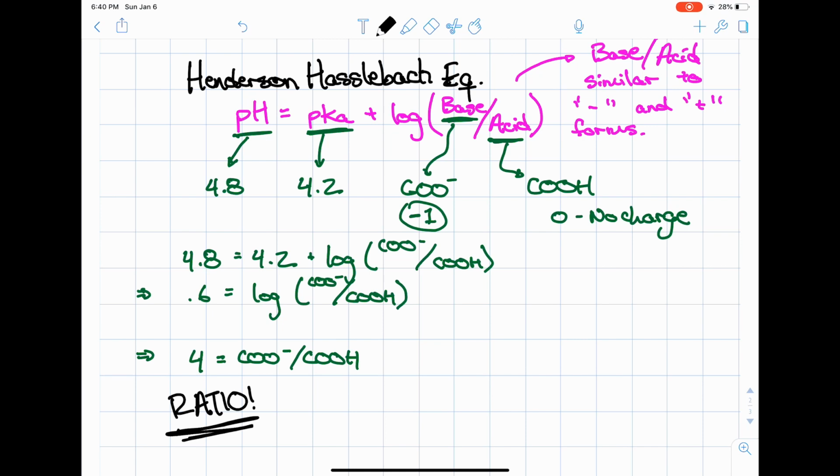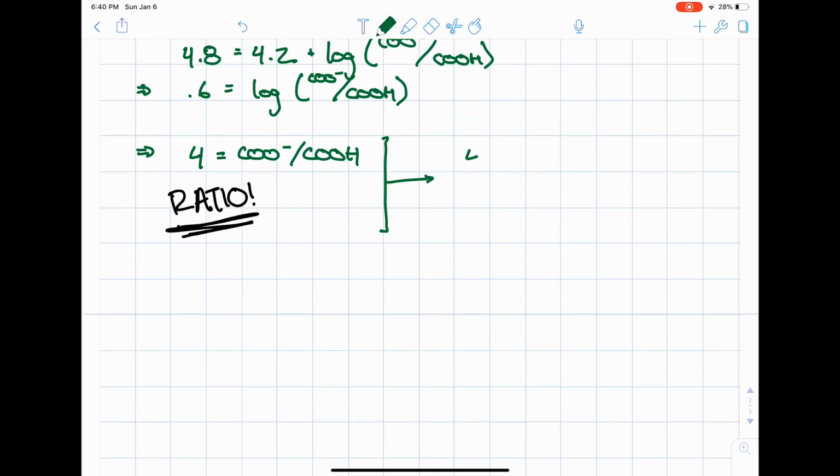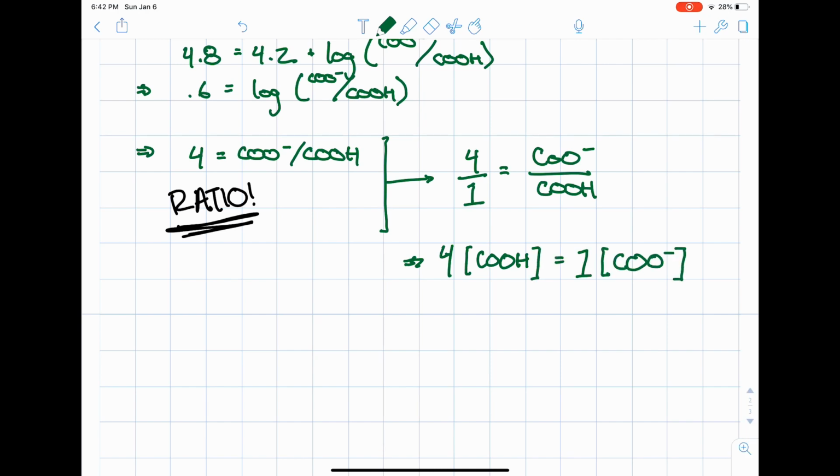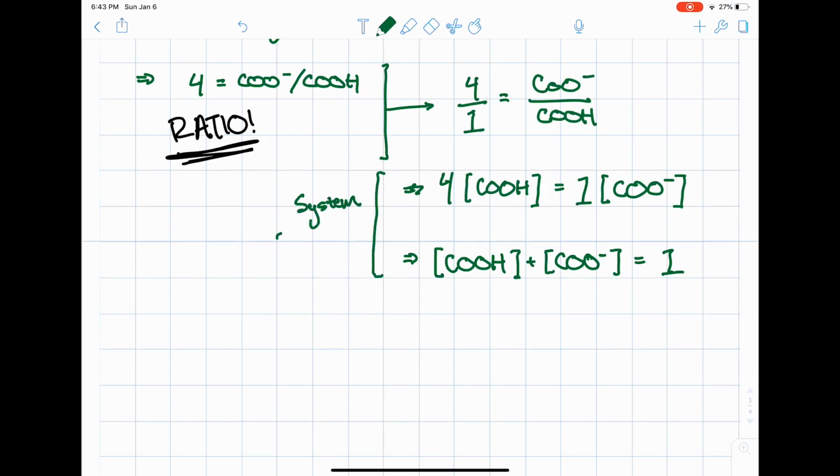The important step here is to know that the 4 signifies a ratio between the base and acid concentrations. This can be rewritten as 4 is equal to COO- over COOH, and then the 4 would be over 1. From this, we can cross multiply and get 4 concentrations of COOH is equivalent to 1 concentration of COO-. Furthermore, something you should know is that the concentration of the acid form and the base form should equal 1. Now with these two, we have set up a system of equations. From here, we would just use some algebra and we get 5 COOH is equal to 1.